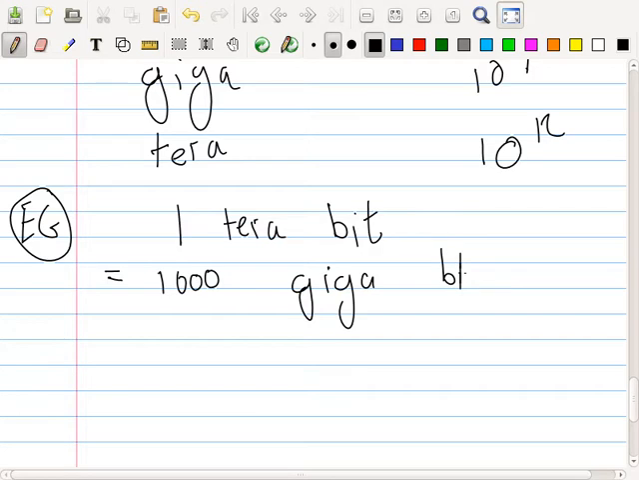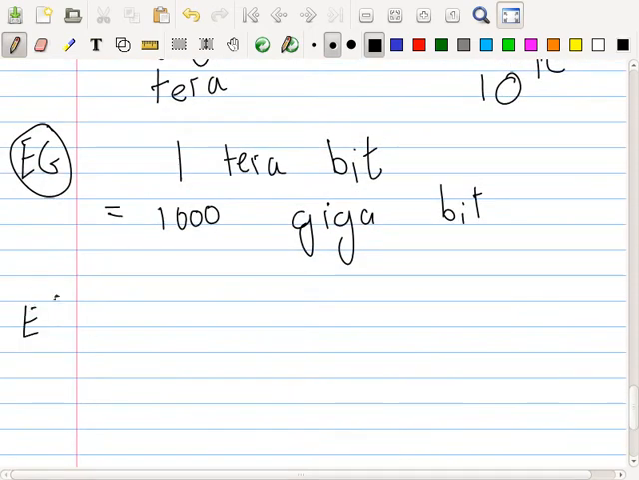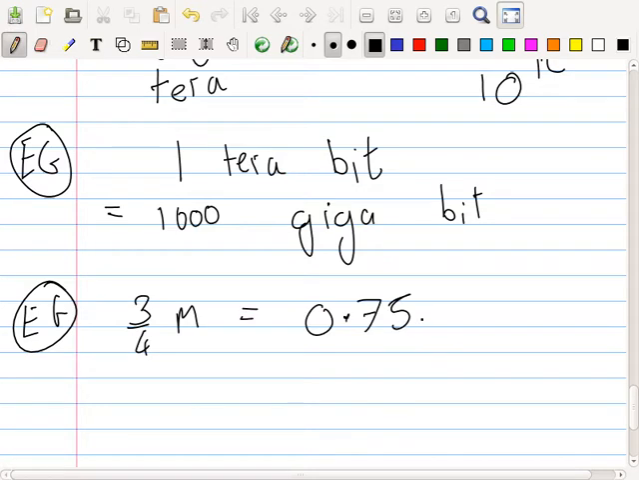So is it bit or byte? Well, there's two. Bit and byte are different. 8 bits equals 1 byte. But I'm just using bit in my example. But for your hard drive, it's probably in bytes. Okay. Right, that's a straightforward one. Let's look at another example. Let's say 3/4 of a meter. Let's convert that into millimeters. So 3/4 of a meter, that's 0.75 of a meter.